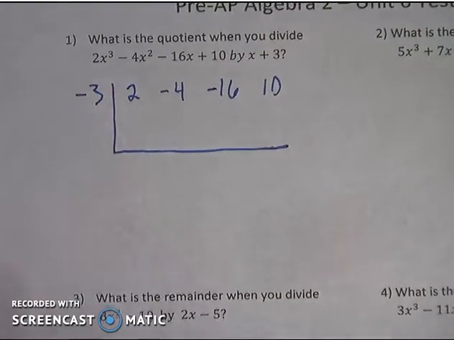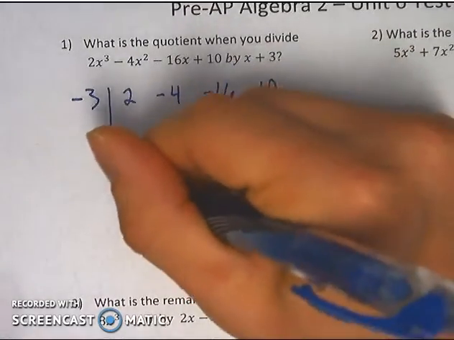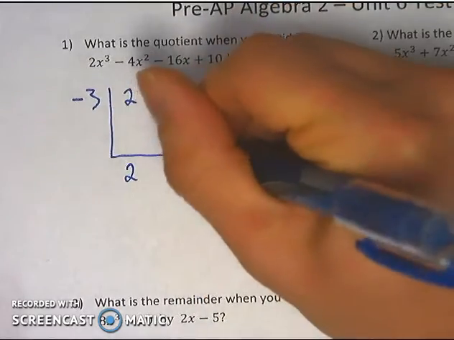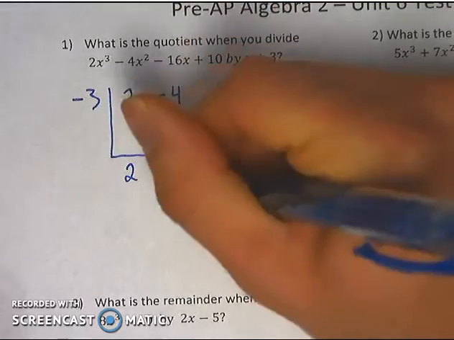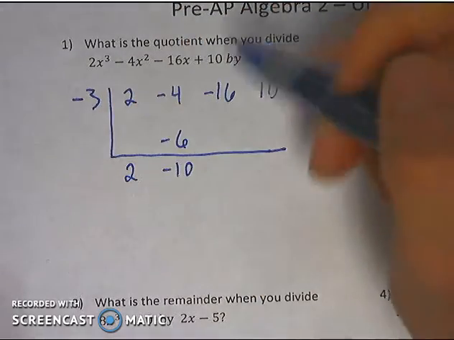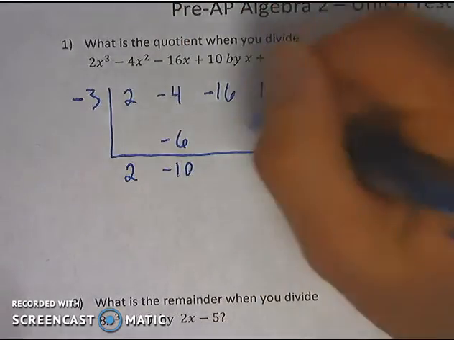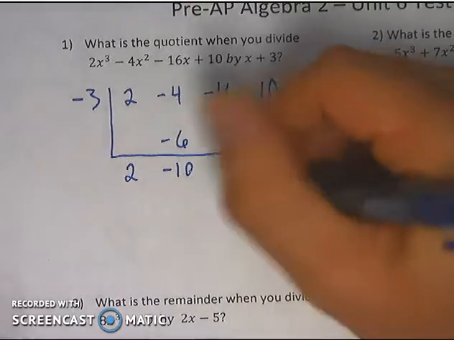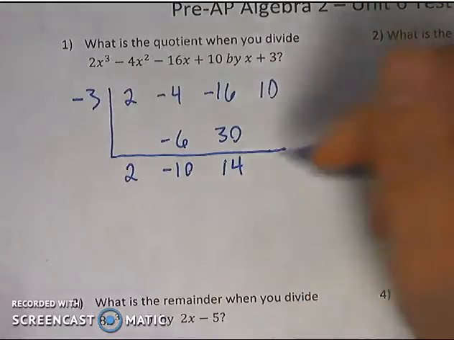So I'm going to use synthetic here. And I'm going to bring the 2 straight down. And I'm going to say, okay, what's 2 times negative 3? That's negative 6. I'm going to add negative 4 and negative 6 to get negative 10. Alright, what's negative 10 times negative 3? Well, that's 30. And negative 16 plus 30, that's 14.